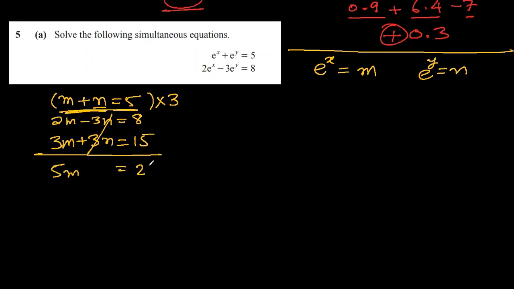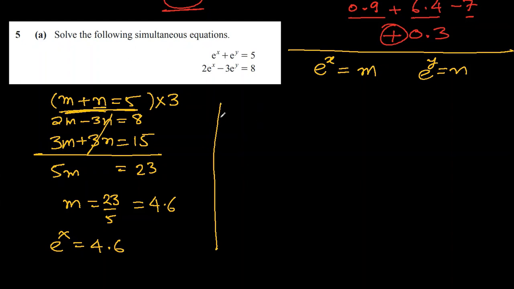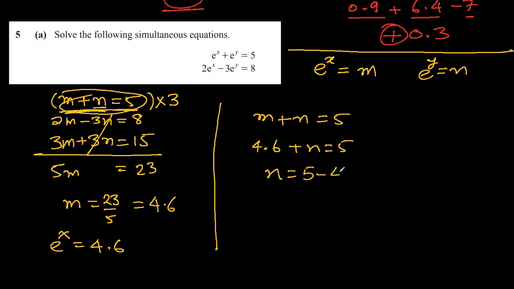5m equal to 23. So m is equal to 23 over 5 or 4.6. So that means e to the power x is 4.6, and we can find x later. Let's find n. For finding n, I will use this equation. m plus n equal to 5. m we got 4.6 plus n equal to 5. So n becomes 5 minus 4.6, which is 0.4. e to the power y is 0.4.